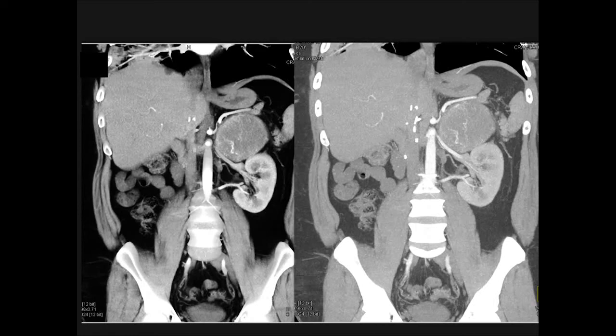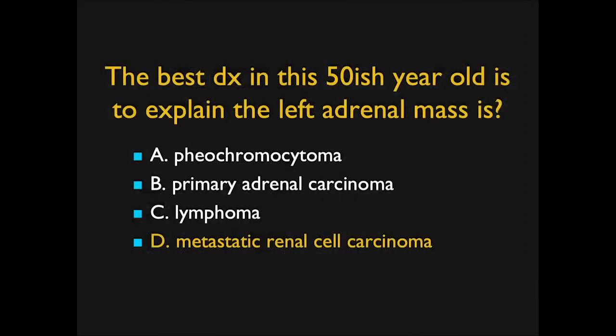With the patient's right kidney gone, and this lesion being vascular, that pushes you from pheo and adrenal carcinoma over to metastatic renal cell carcinoma. And this, in fact, was renal cell carcinoma. Just a beautiful example of metastatic renal cell carcinoma to the adrenal. And in this case, it was to the contralateral adrenal.